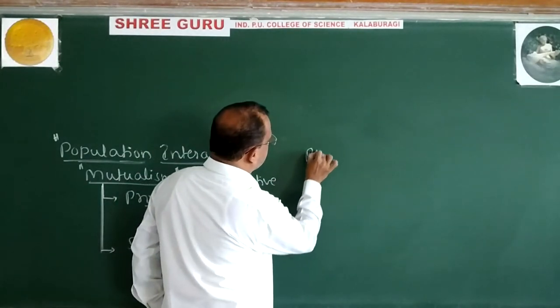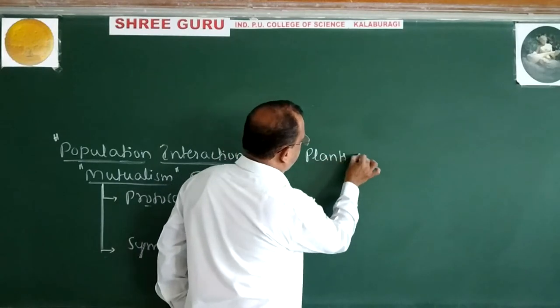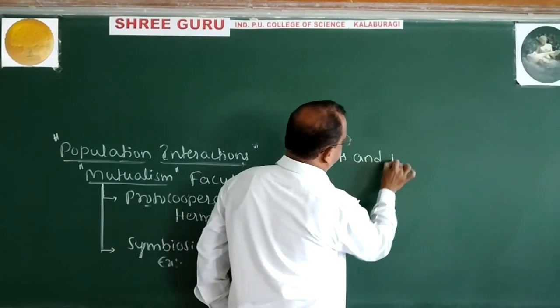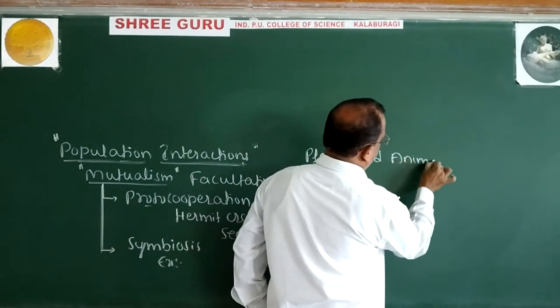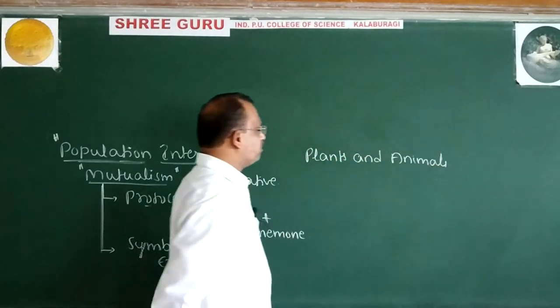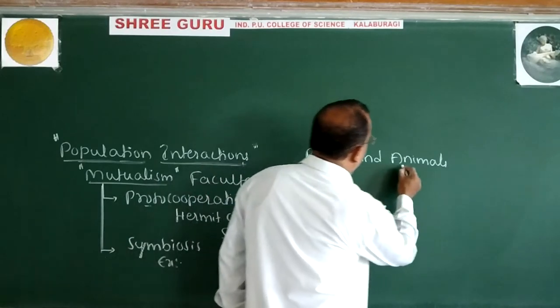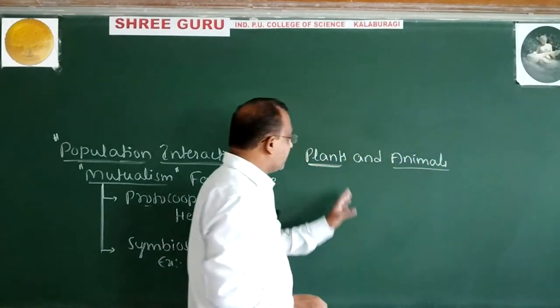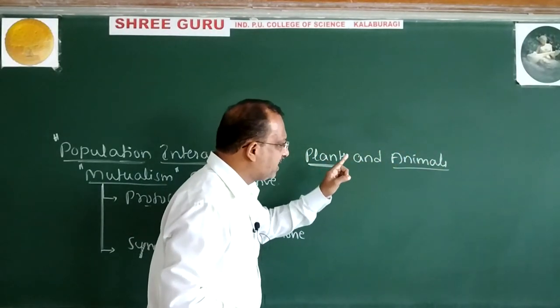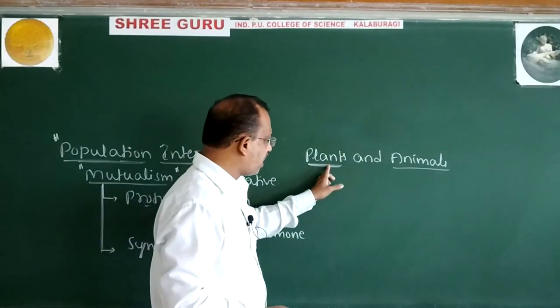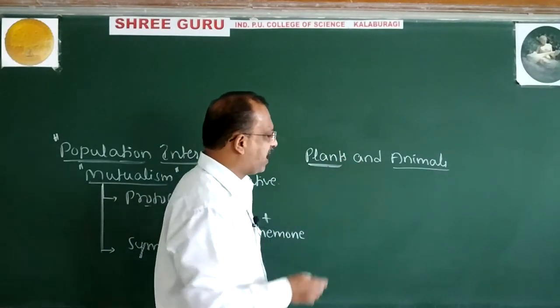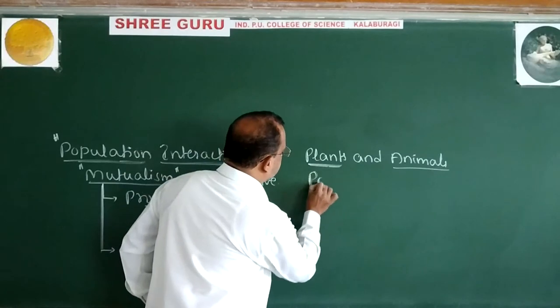Symbiotic association between plants and animals. Actually, plants will need the help of animals. Plants need the help of animals for pollination.